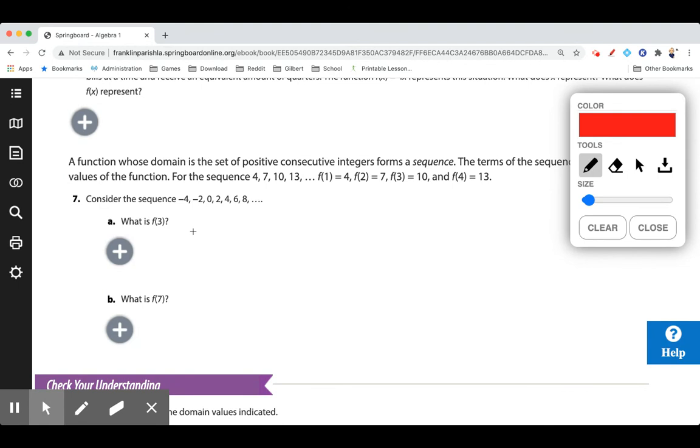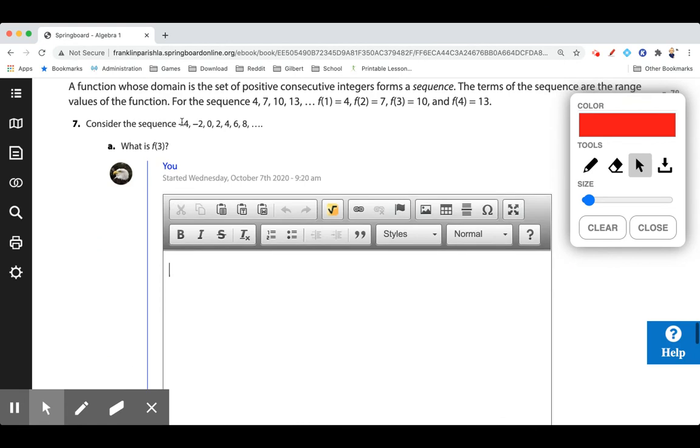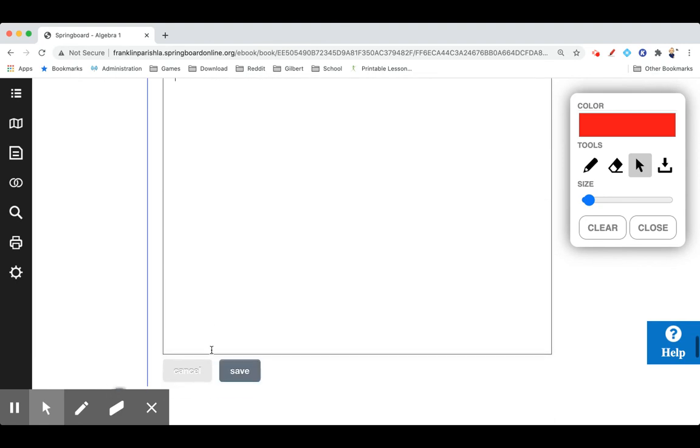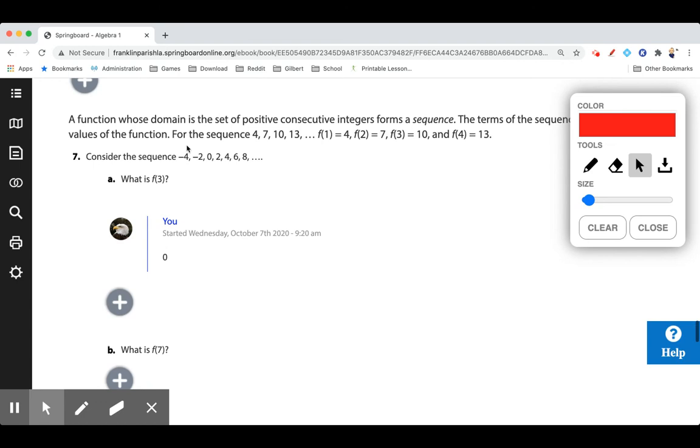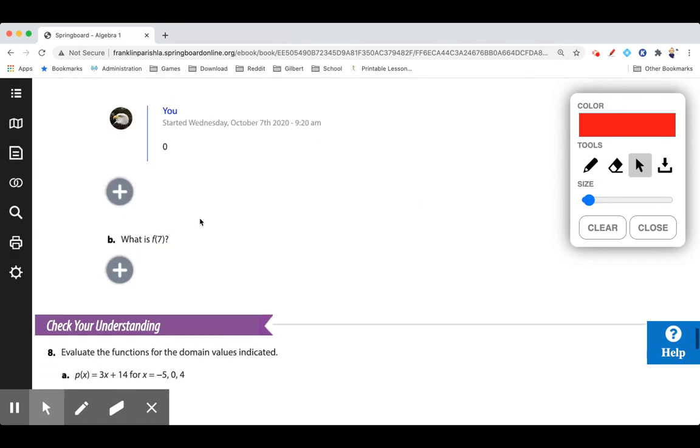Similarly, we're going to do that here. What is f of 3? It's the third one in that sequence. This is f of 1, f of 2, f of 3, 0. What is f of 7? 1, 2, 3, 4, 5, 6, 7, 8.